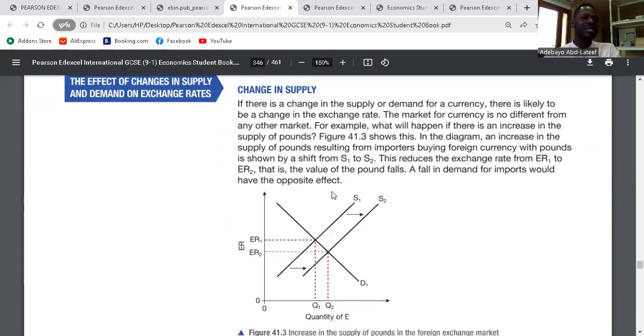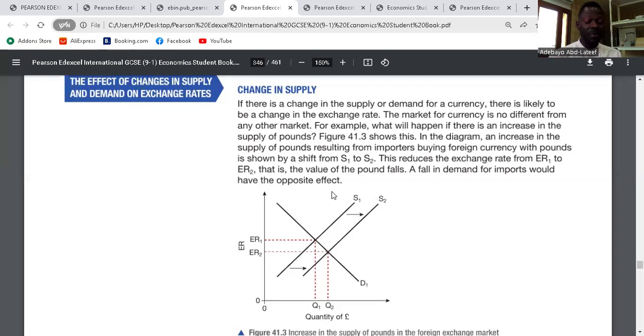The effect of changes in supply and demand on exchange rates. If there's a change in the supply or demand for a currency, there's likely to be a change in the exchange rate. The market for currency is no different from any other market. For example, what will happen if there's an increase in the supply of pounds? An increase in the supply of pounds resulting from importers buying foreign currency with pounds is shown by a shift from S1 to S2. This reduces the exchange rate from ER1 to ER2. That is, the value of the pound will fall. A fall in demand for imports would have the opposite effect. I explained that already, and I'm going to explain it using this graph.